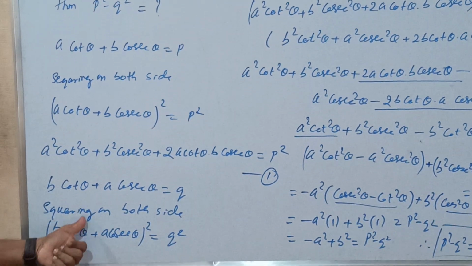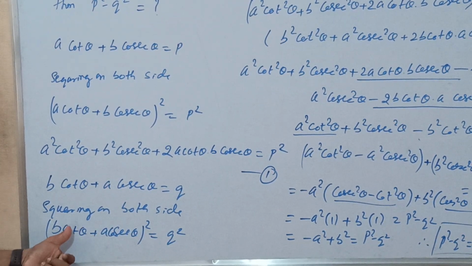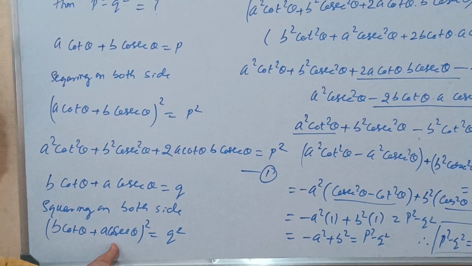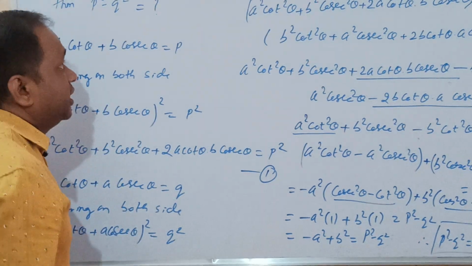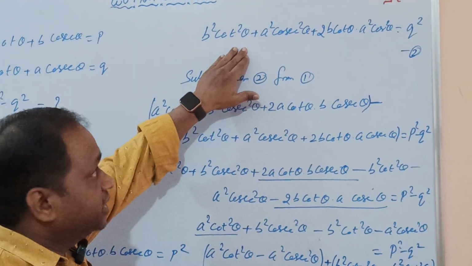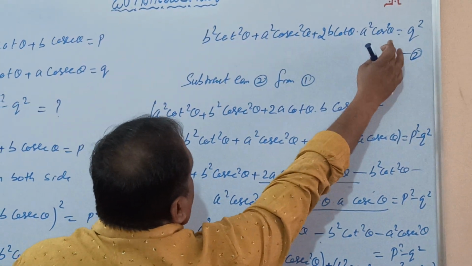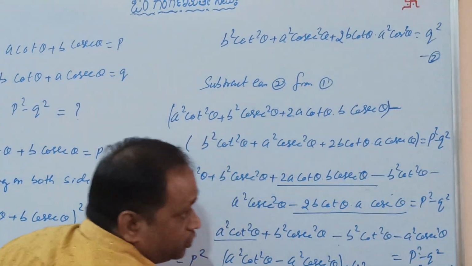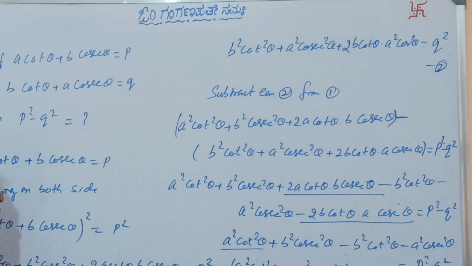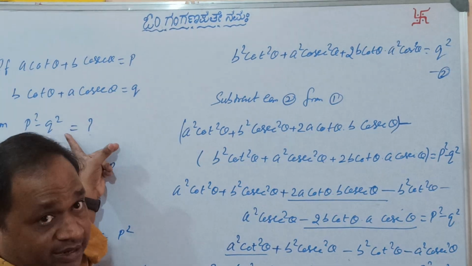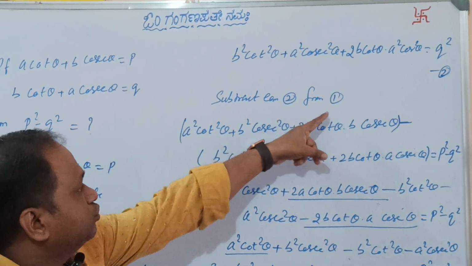Here also, for the second equation we need q square, so on both sides I will square this one. This is also in the form of (a plus b) square. It becomes, the same way, b square cot square theta plus a square cosec square theta plus 2ab cot theta cosec theta is equal to q square. So the required result we need is the difference. By observing this required result, I will subtract equation 2 from 1.